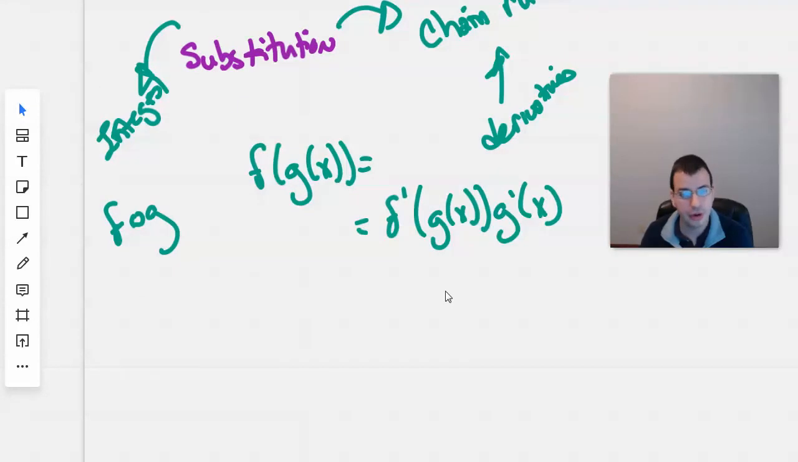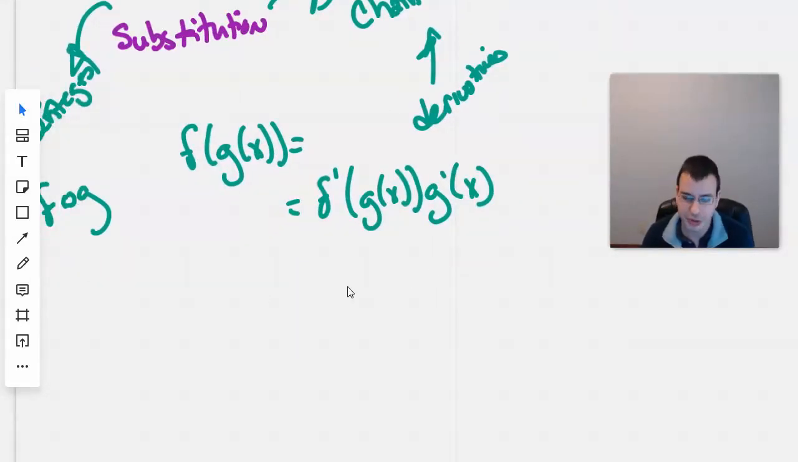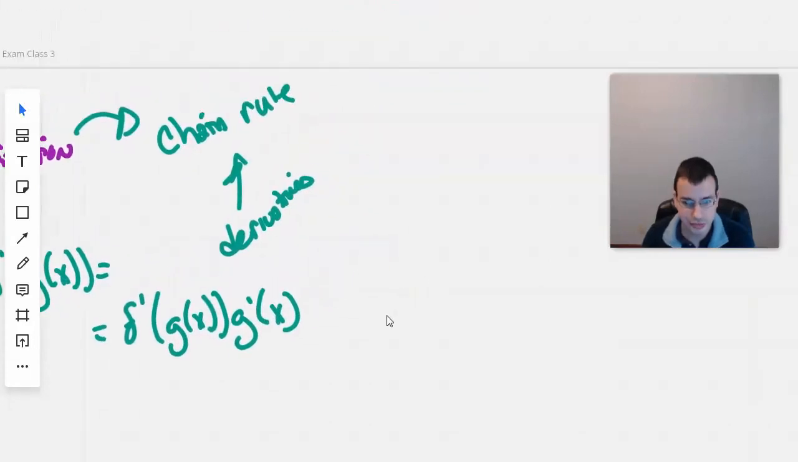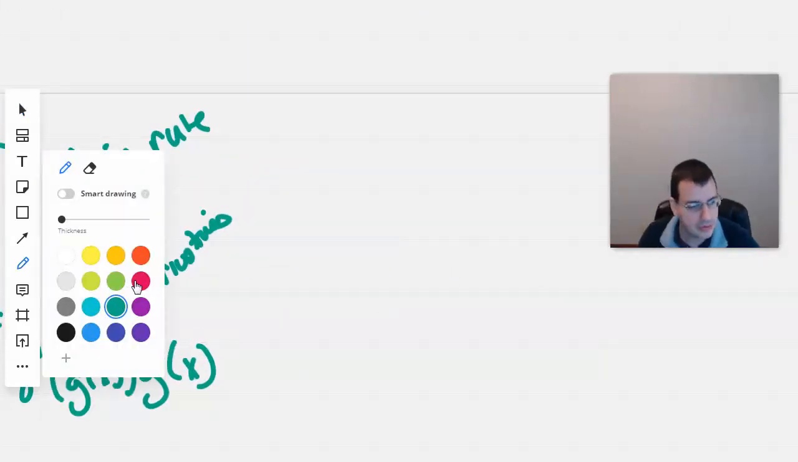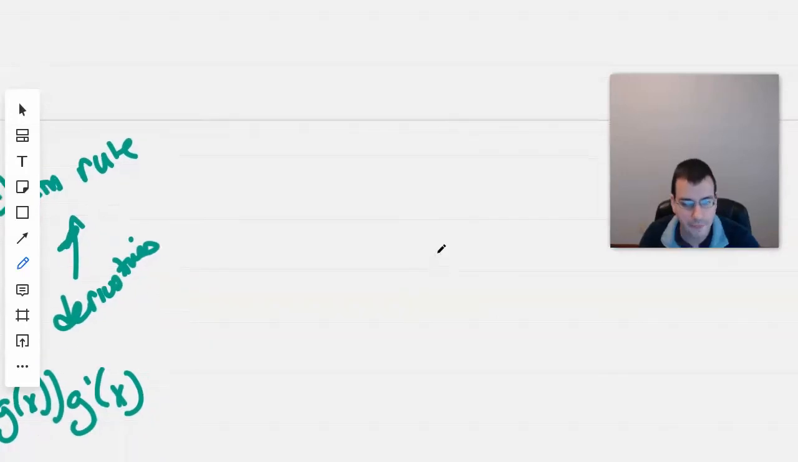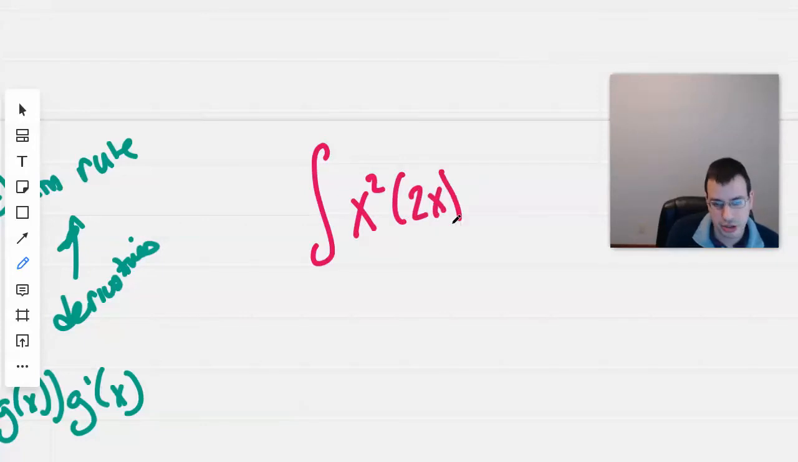So let's do a quick example of substitution to see how it would work. What kind of number should we go for? This would be very straightforward. So x squared times 2x dx. We'll say from 0 to 4.